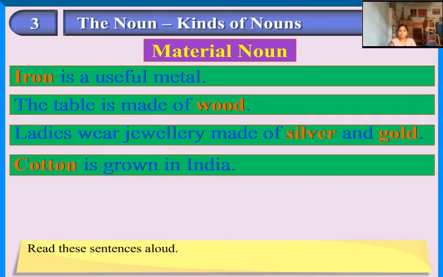Read these sentences aloud. Iron is a useful metal. The table is made of wood. Ladies wear jewelry made of silver and gold. Cotton is grown in India.